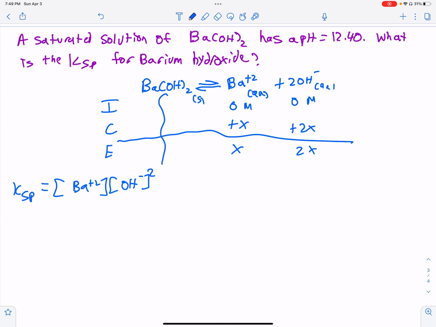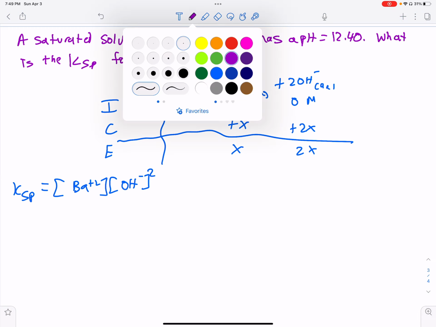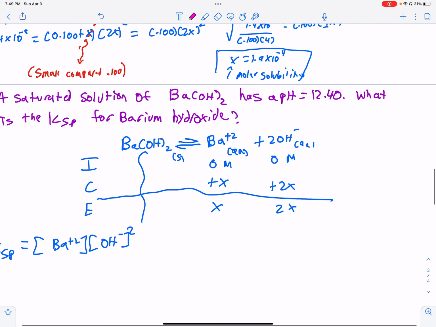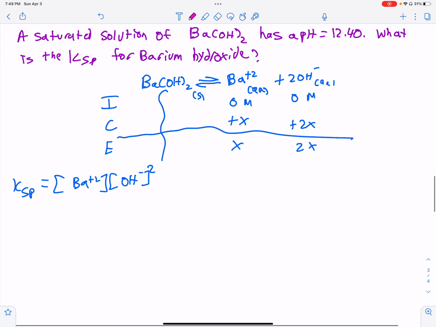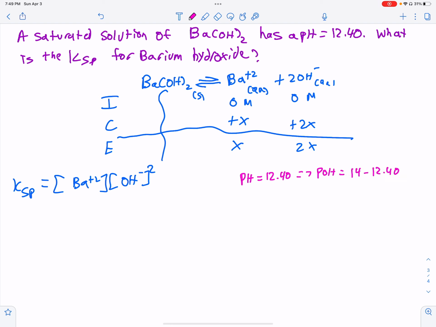So now the question becomes, what goes in here? So let's do some little math over here off to the side. I have a solution that has a pH equal to 12.4. In turn, I know the pOH would be equal to 14 minus 12.4. So the pOH equals 1.6.